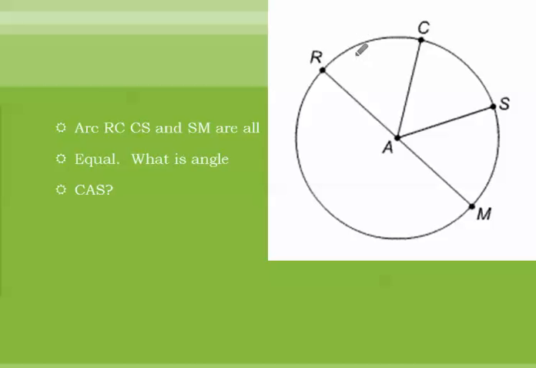Arc RC, CS, and MS are all equal. So these are all equal to each other. Why? Diameter makes it 180 degrees. That makes this one 60, this one 60, and this one 60. I divided it by 3. They're asking what's the measurement of CAS? Well, central angle, 60 degrees.